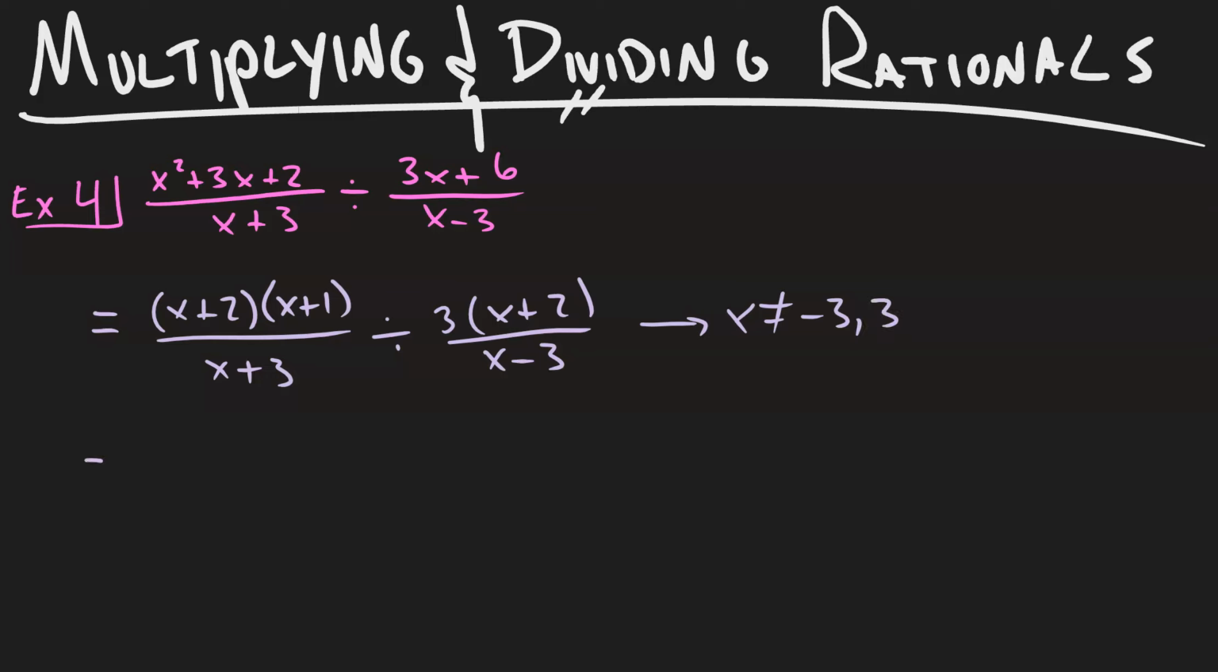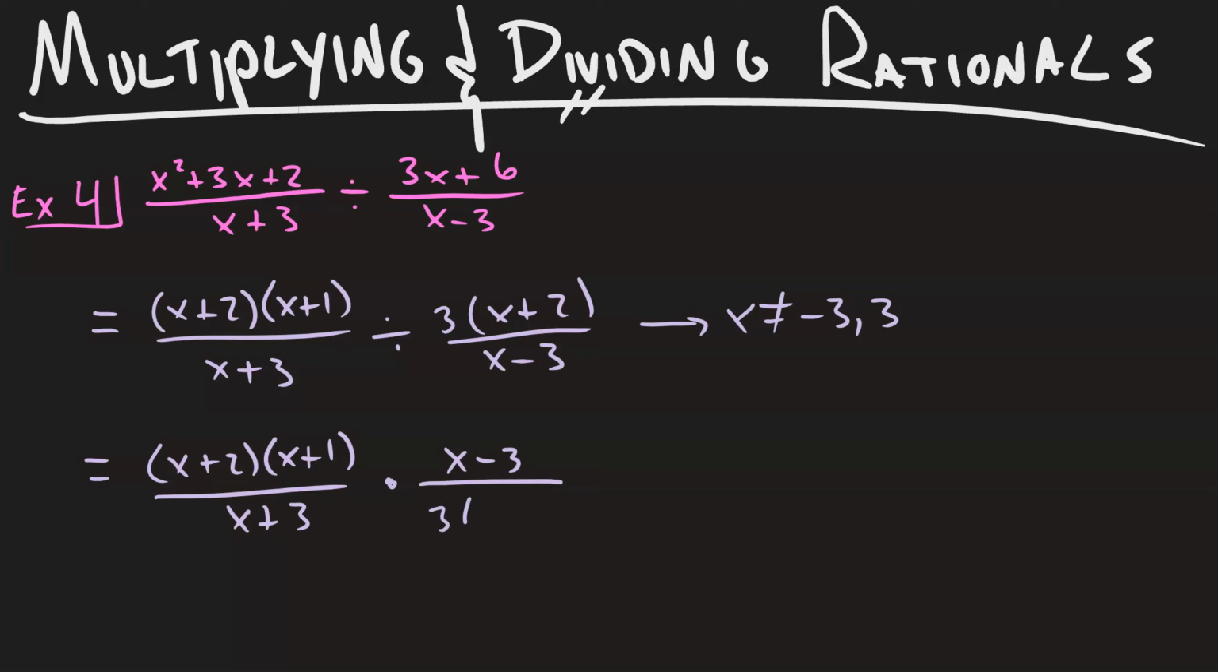So now we're going to keep, change, flip. We're going to keep our first fraction, x plus 2 times x plus 1 over x plus 3. We're going to multiply by the reciprocal of the second fraction, which is going to be x minus 3 over 3 times x plus 2. Meaning that we actually now have a new excluded value. Since x plus 2 is now in the denominator, -2 is now an excluded value as well.